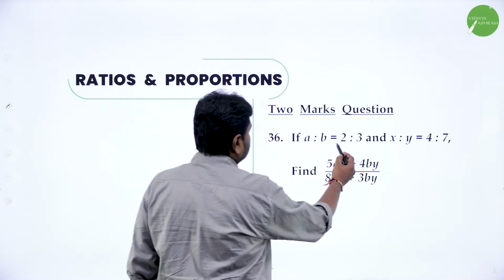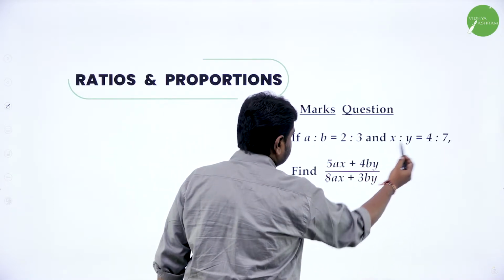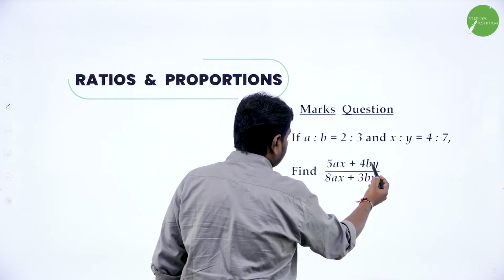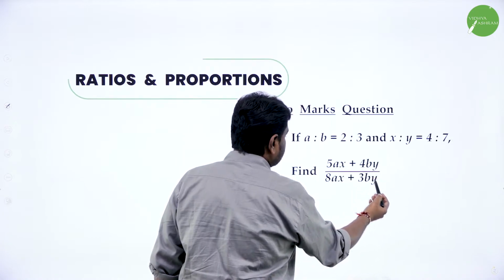Today we will go ahead with the problems of ratios and proportions. If a is to b is equal to 2 is to 3 and x is to y is 4 is to 7, find (5ax + 4by) by (8ax + 3by).